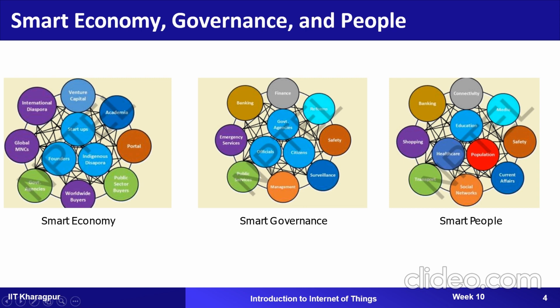The next one is your smart people. The three main components are education, healthcare and population, and these three components interact with other components in order to make smart people.